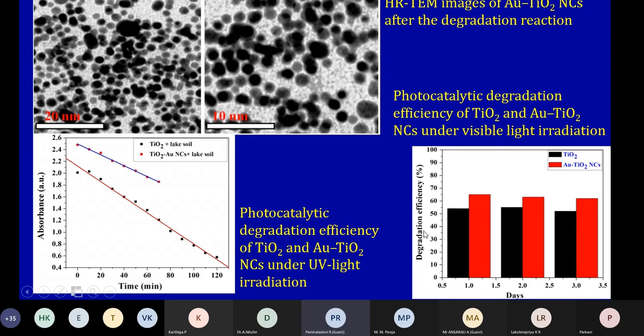So this is also the efficiency under visible light radiation. Here you can see TiO2 degrades our organic pollutant; 55% of the pollutant can be degraded by TiO2, and nearly 70% can be degraded using Au-TiO2 nanoparticle. So this is another important study, that using our gold titanium oxide nanoparticle we can easily detect the pollutant in the soil, and we can also degrade that pollutant using the same Au-TiO2.